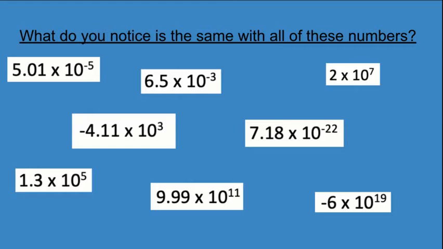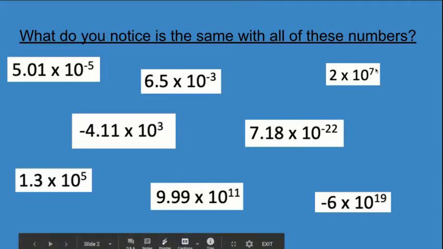Okay, one thing that you might have noticed is they all have a times. All of these numbers are multiplied, and they're all multiplied by 10. So that is one thing that numbers in scientific notation all have in common. Another thing you might have noticed is they all have an exponent on that 10. Although the exponent is different, all of these numbers have an exponent. So they all are multiplied by 10.